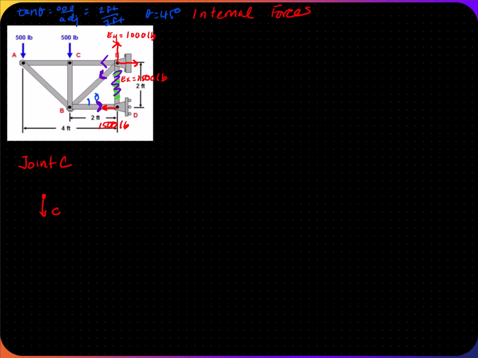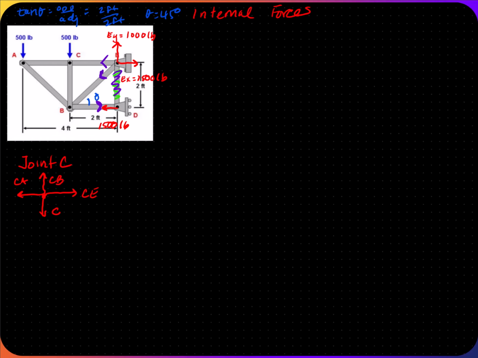So that means CB must go up to oppose it. We know that CE has to go to the right. The reason CE has to go to the right is because at joint E, EC went to the left. So they need to oppose each other or the beams will break or they twist. CA must go to the left because they have to oppose each other. Since everything is parallel or perpendicular, we do not have to resolve it into x and y.